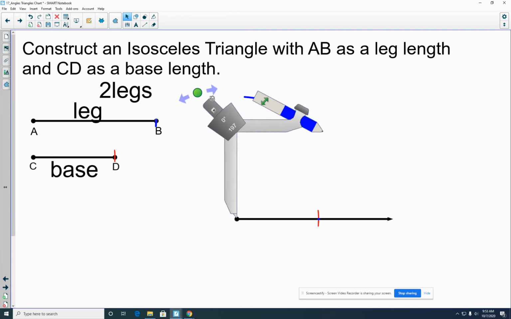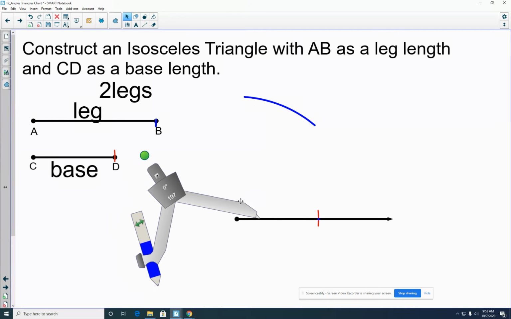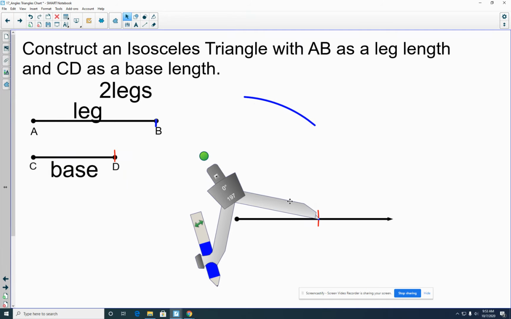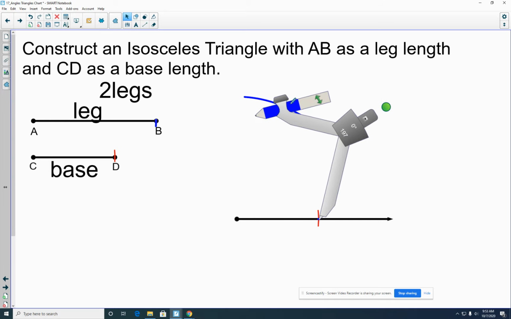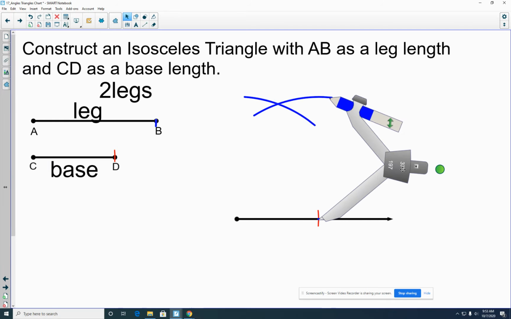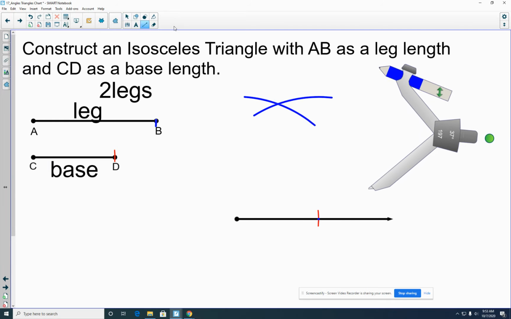Right, there it is. Perfect. I'm going to flip it around, go to the other endpoint, and get my other arc up here. Perfect. And now I'm going to connect to make my triangle. Here to here, and here to here. And I just constructed an isosceles triangle.